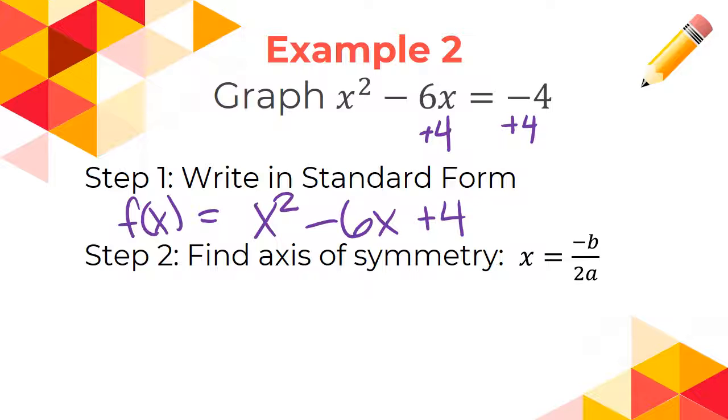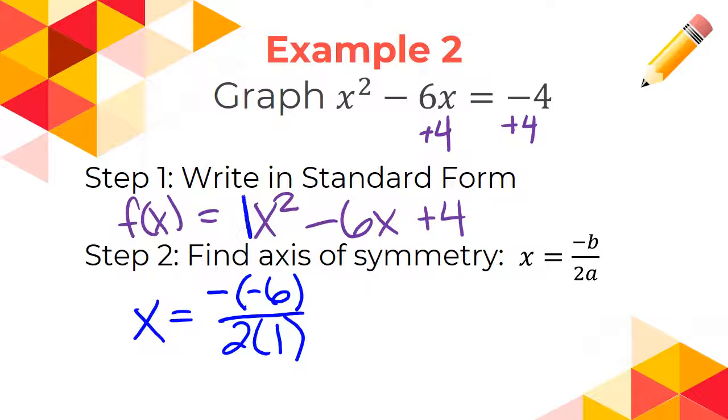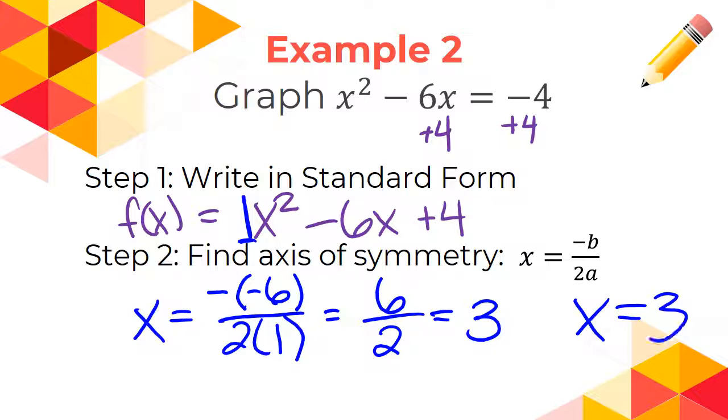Next, I want to find that axis of symmetry. -b, well, the negative's part of the formula. -6 is my b value, and 1 is my a value because there's a 1 right here. Now a double negative becomes a what? Positive, and 2 times 1 is 2, so this gives me a value of 3. So x equals 3 is my axis of symmetry.